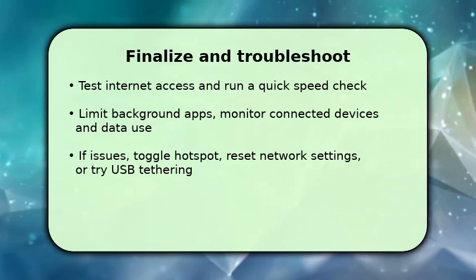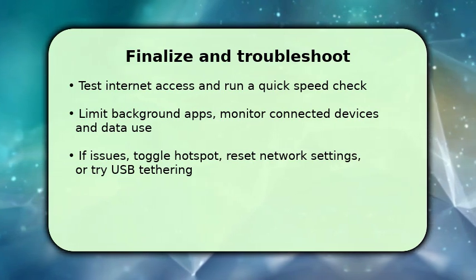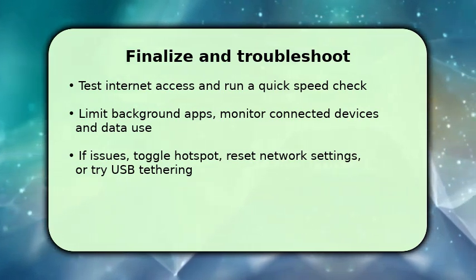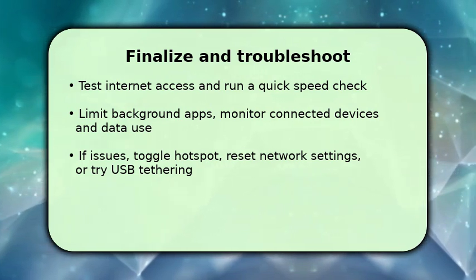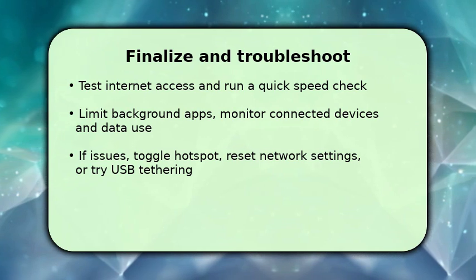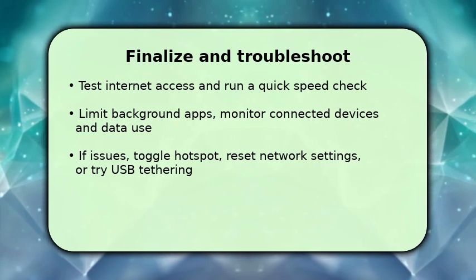If connectivity is flaky, first toggle the hotspot off and on. If that fails, reboot the phone, reset network settings, or switch to USB tethering for reliability. These steps fix most issues caused by IP conflicts or carrier restrictions and restore a clean connection.